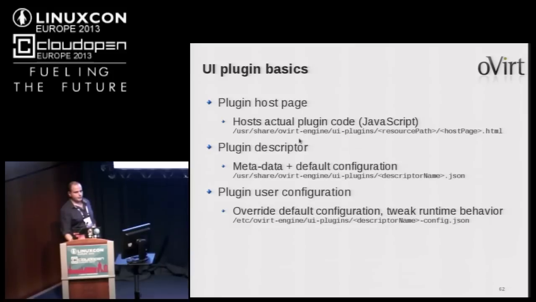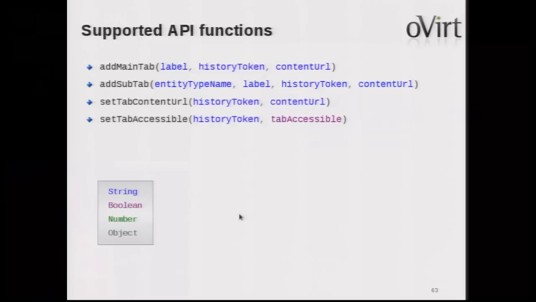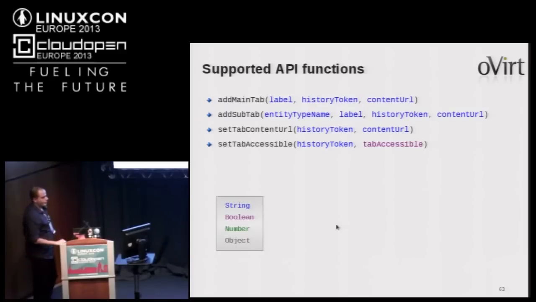The location of the plugins is /usr/share/ovirt-engine/ui-plugins. The configuration file is also in that directory, using a JSON file. And if we want to override the configuration, it's in /etc/ovirt-engine. I know it's a bit confusing for now, but I will show examples. I will go over the API and then I'll show some examples.